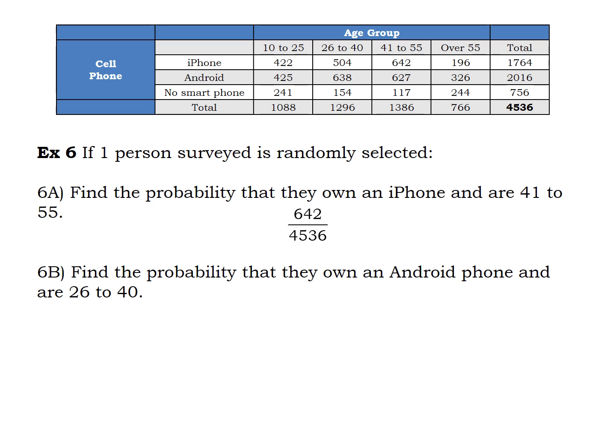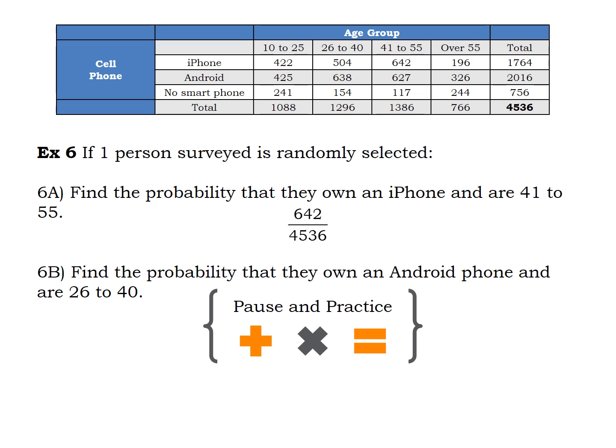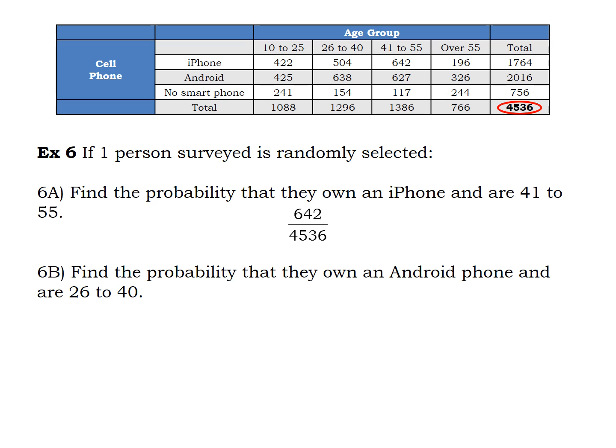So for example B, we want the probability that they're an Android phone owner and in the 26 to 40 age group. So I'm going to let you do this one. So there are 4,536 to choose from. We want the ones that both own an Android and are in the 26 to 40 age group. That's 638. So hopefully you got 638 out of 4,536.